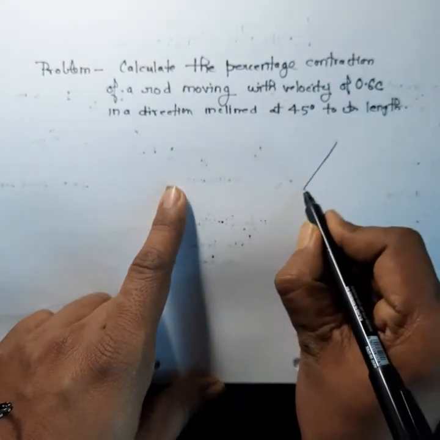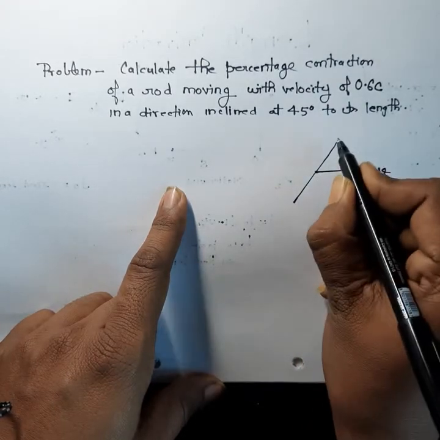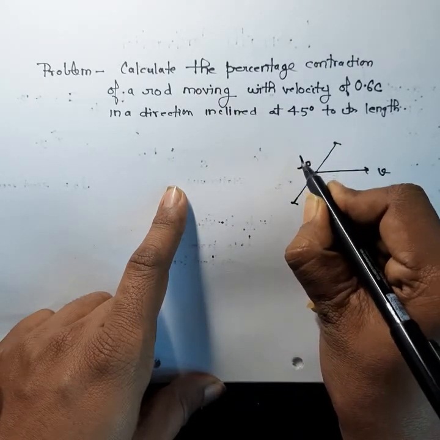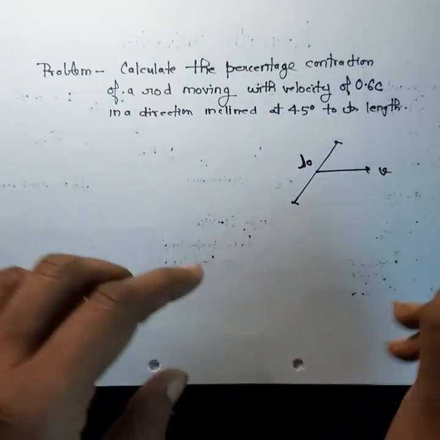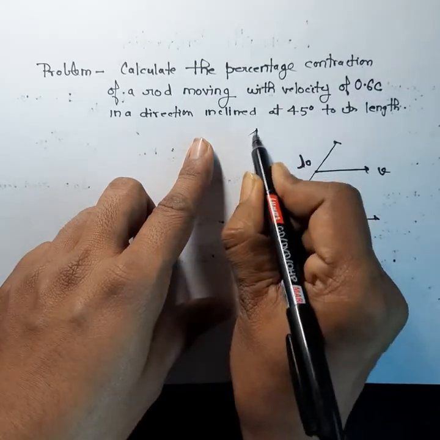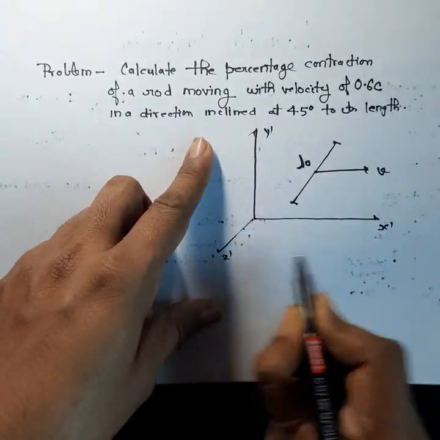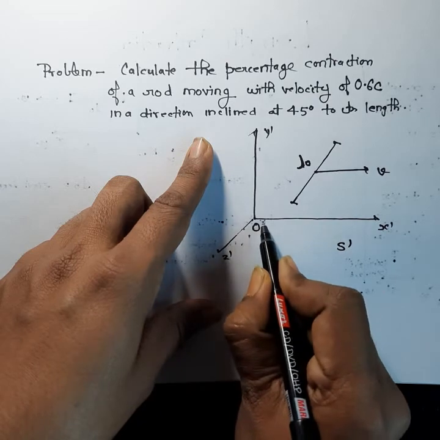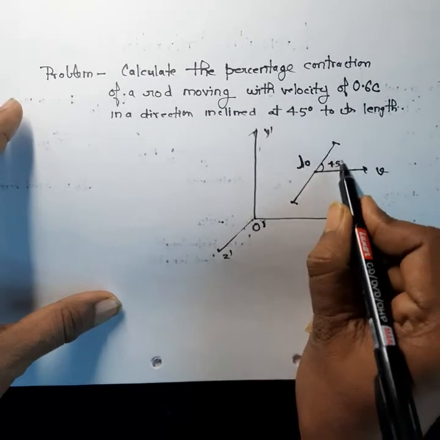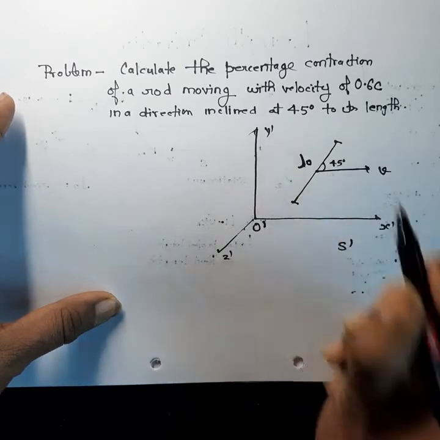So what it is saying is, there is a rod which is inclined at 45 degrees and it is moving with velocity v. Let the length of the rod be L0. This rod is moving in some direction, so you can associate a frame of reference in which the rod is at rest. Let x dash, y dash be its axes. This is the S dash frame of reference. There is an observer O dash. So this rod is moving with velocity v in the positive x direction, making an angle of 45 degrees.